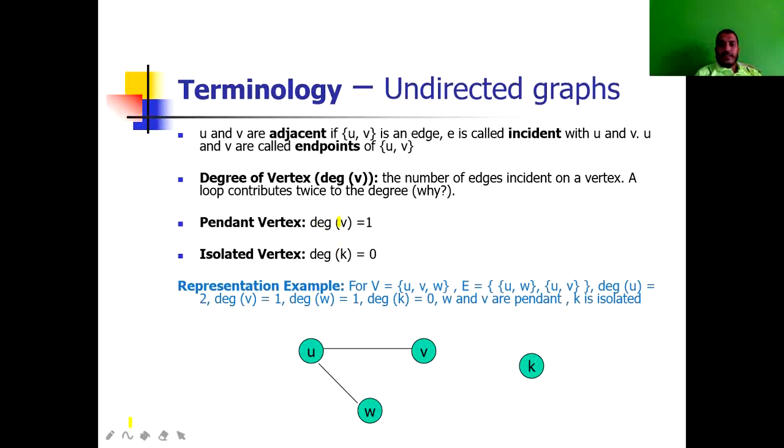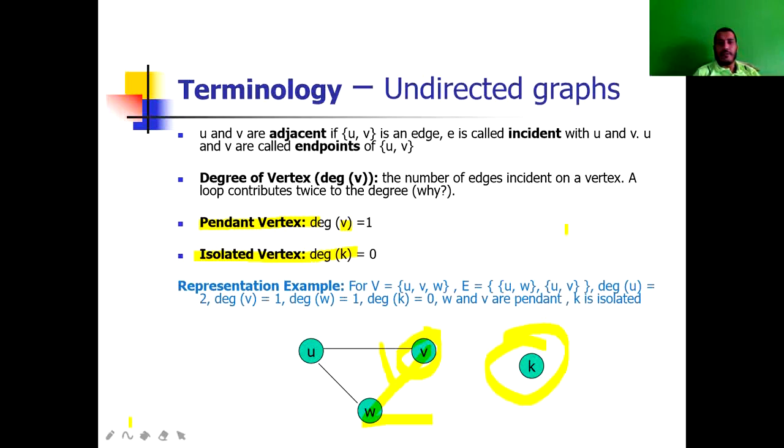In our case, what is the degree of V? The degree of V is 1 because I have only one edge on it. If I had another edge on it as well, it would become 2. So a pendant vertex will always have degree 1, and an isolated vertex will always have degree 0, because an isolated vertex is not connected to anyone.